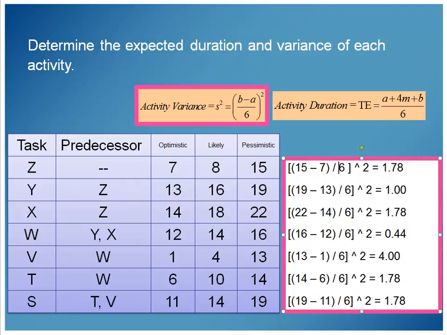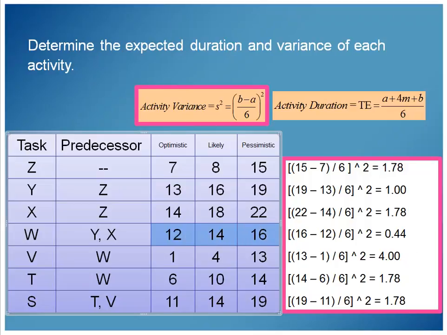8 divided by 6 gives us a value. Square that value, and it's 1.78. A low variance, the lowest variance in this example right here, 0.04. And we can see that that's a low variance, 12, 14, 16. The optimistic and pessimistic are pretty close to the middle likely score. In fact, they're off by 2, and the likely is 14. It's almost barely a tenth off.